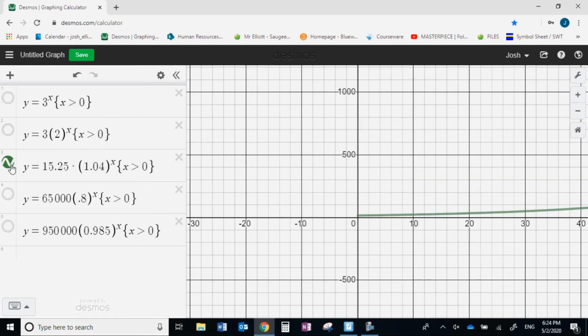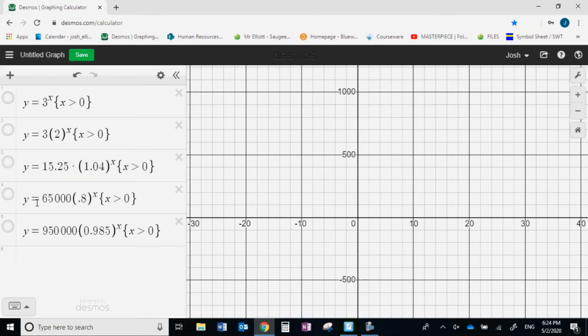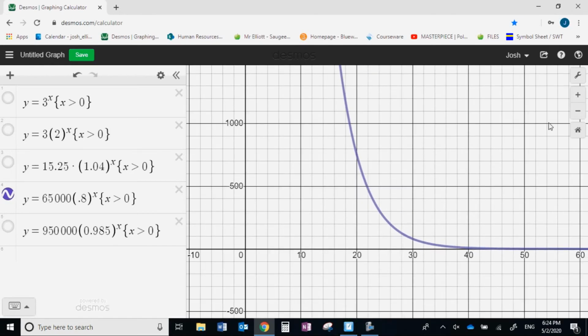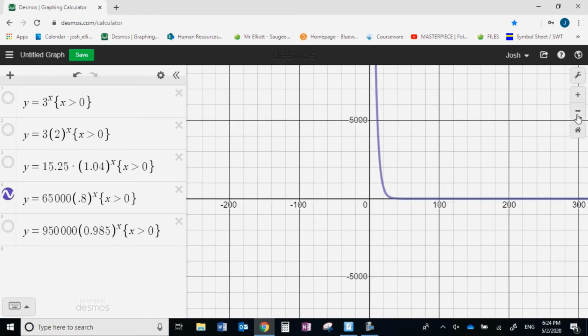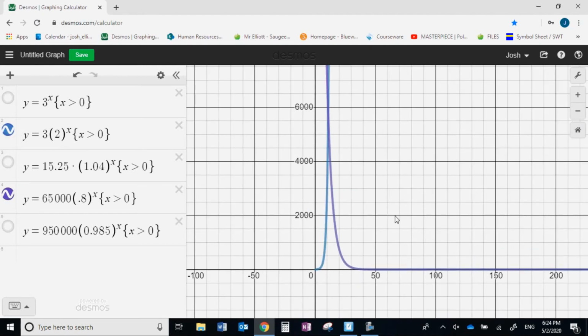How about exponential decay? We talked about the value of the car depreciating at 20% per year. So that's 65,000 times 0.8 to the power of x. That's what that looks like right there. Obviously we need to go up quite a bit to see the beginning of the graph, but it's kind of like the other examples, only flipped the other way around. Instead of going up, it's going down. It has that same sort of shape otherwise.